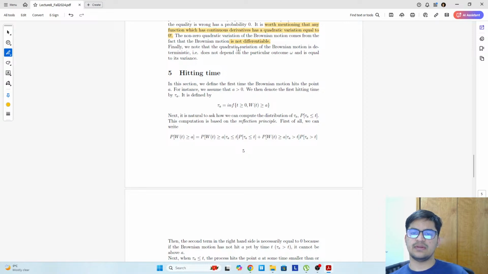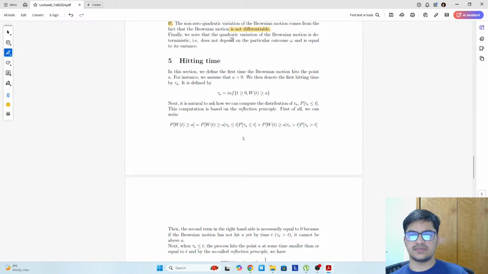Finally, we note that the quadratic variation of Brownian motion is deterministic. It does not depend on the particular outcome omega and is equal to its variance. So the quadratic variation of Brownian motion is equal to its variance. I think that's the only fact that we need to know from this.